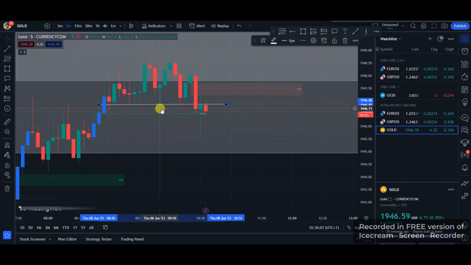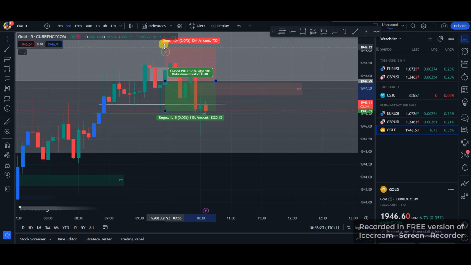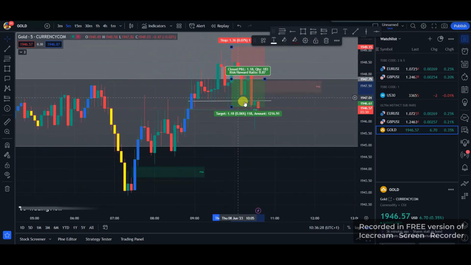This candlestick grabbed the liquidity down here, a change in market structure, and I saw this fair value gap right at this point, and that was where I took my trade. So, stop loss slightly above that FVG.